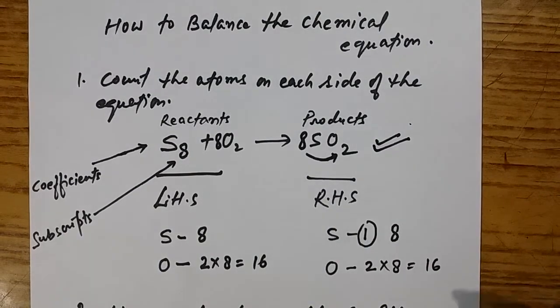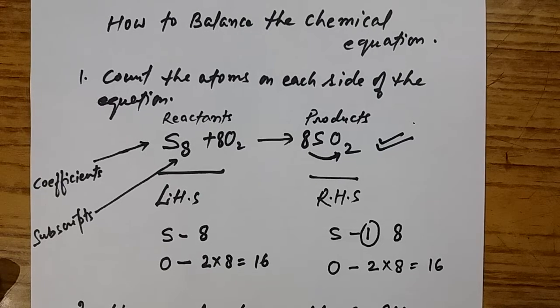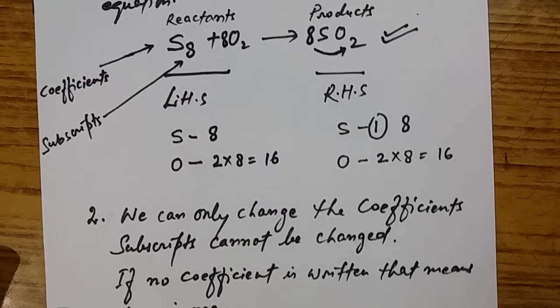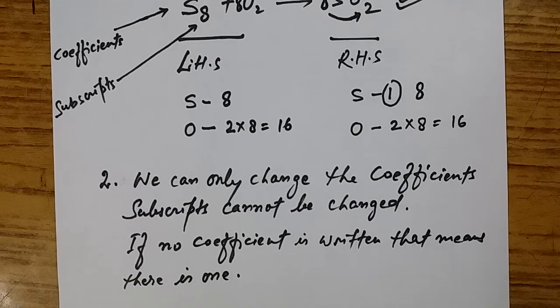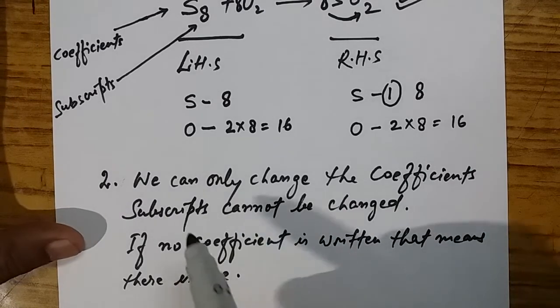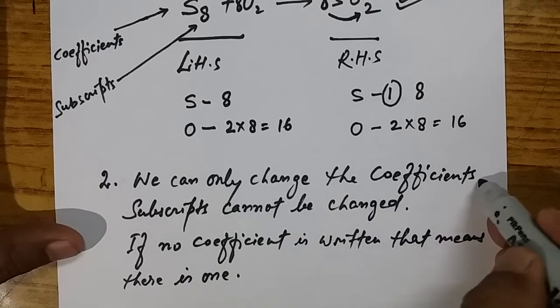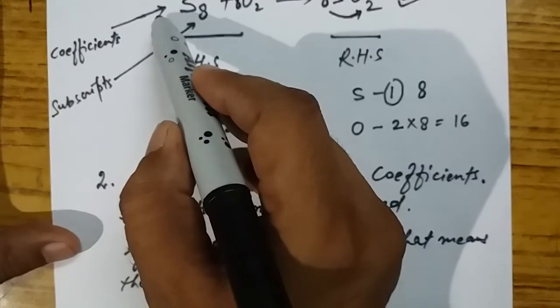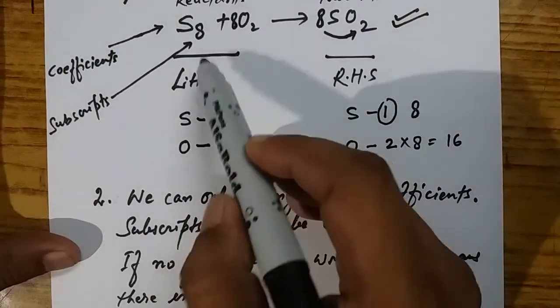Before going to another equation, first of all I want to tell you some more points that you should remember. I've written them on the screen, and you can also write them in your copy. The second point is that we can only change the coefficients. This is the coefficient. We can only change the coefficient. You can't change the subscript.